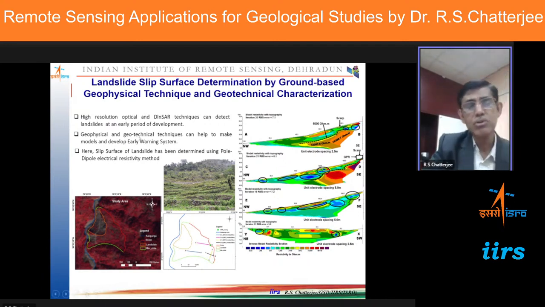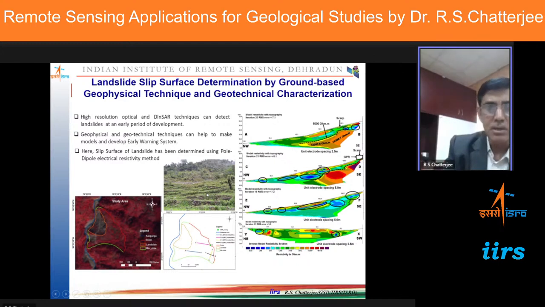But there are other things that are also important, like geophysical and geotechnical characterization. Where is the slip face? Where can a landslide happen? Because this part is hard rock, sliding will not happen here, but here this material is loose, unconsolidated, which can slide down easily. So the slip surface needs to be known, and the slow movements need to be known. Based on that, we can model an early warning system, and which can work well.